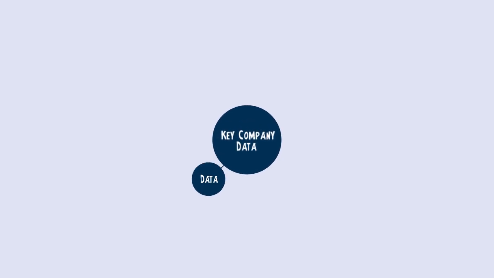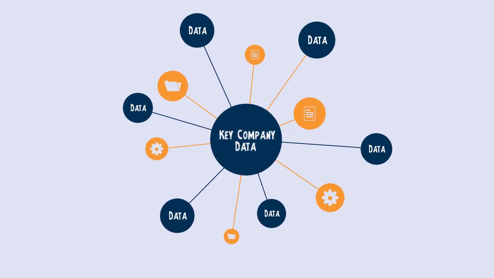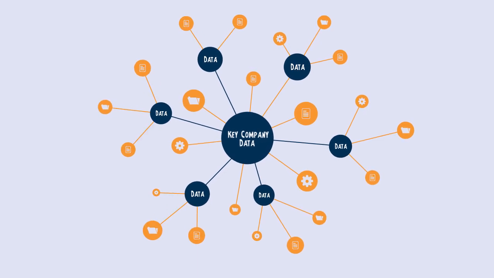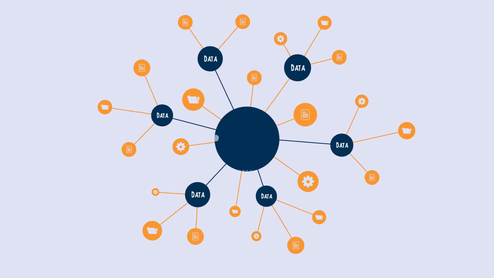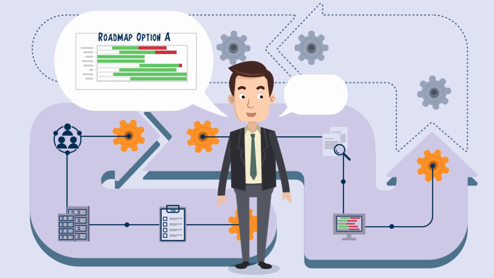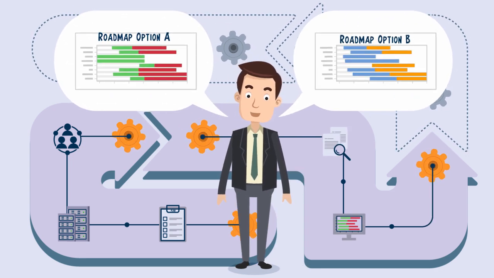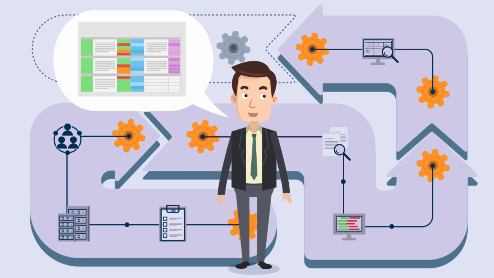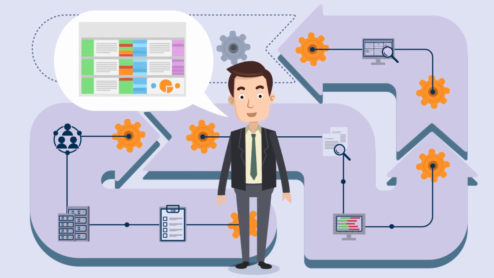ABACUS's open API allows you to stitch together key company data in one place and keep information from complex businesses consistent and up to date. You can perform impact analysis, build detailed roadmaps, and evaluate future state scenarios. ABACUS also provides simulators for KPIs such as cost and risk.